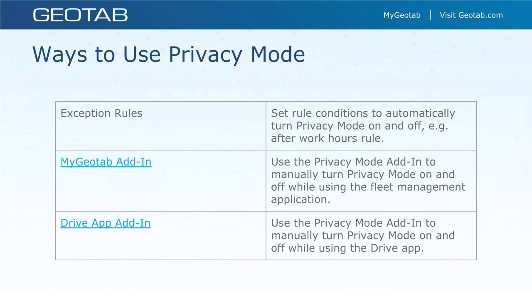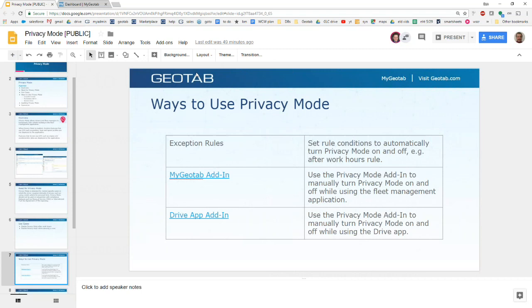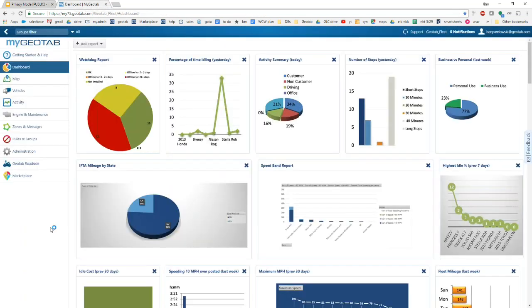The MyGeotab add-in puts a button into the database and you can toggle it on or off. Same thing in the Drive app add-in. So one is accessible by an administrator, the other is accessible by a driver. We are now going to jump into the database and I'm going to show you exactly how this is done.